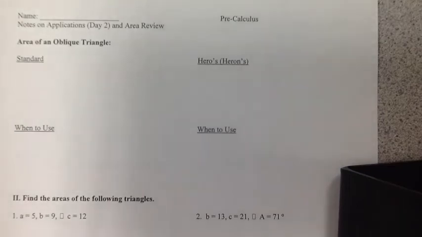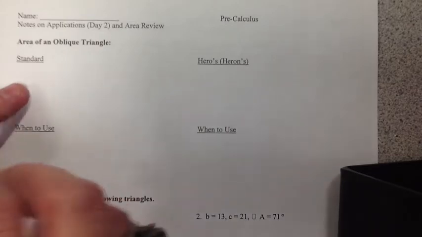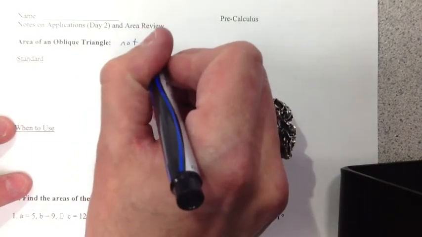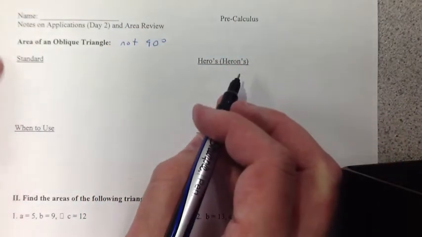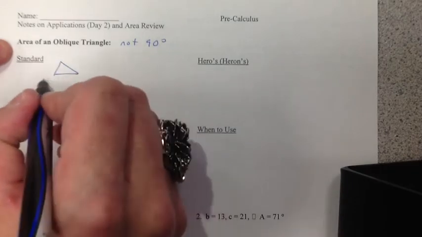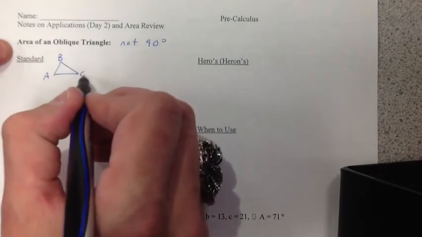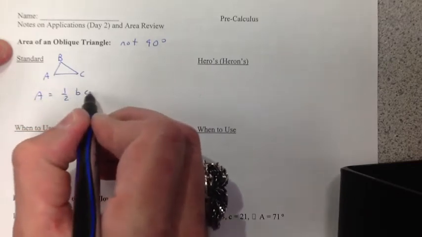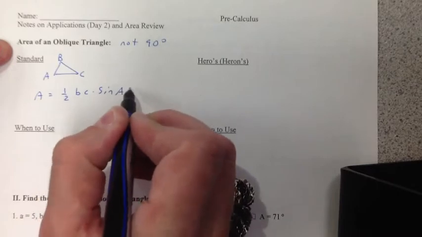Today's lesson is purely supplementary in case you need some extra practice. We're going to start off with talking and reviewing about area of an oblique triangle. Again, an oblique triangle is any triangle that is not 90 degrees. And we'll start off with the standard formula. If we're given a triangle ABC, the area formula is 1/2 bc times the sine of angle A.